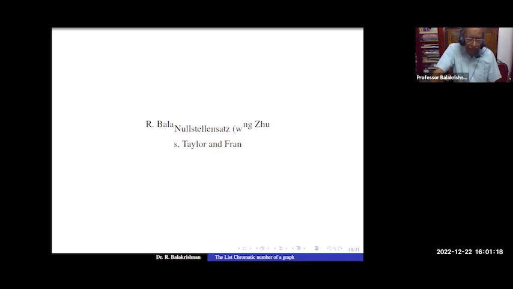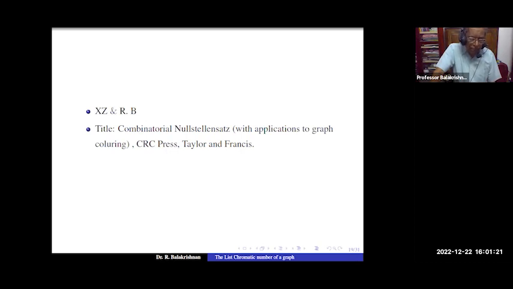The book is by Xuding Zhu and Balakrishnan, titled Combinatorial Nullstellensatz with Applications to Graph Coloring, CRC Press, Taylor and Francis, published in 2021. I will just mention in passing the very famous theorem of Alon and Tarsi. Alon is a very distinguished professor of mathematics and computer science who holds twin positions, one at Tel Aviv in Israel and the other at Princeton University in the USA.